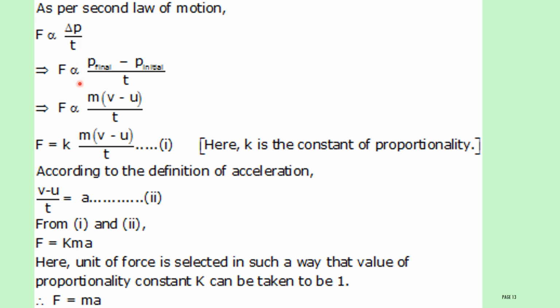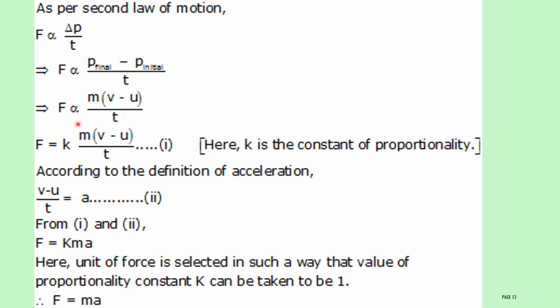According to Newton's second law of motion, F is directly proportional to change in momentum divided by time. F is directly proportional to final momentum minus initial momentum divided by t, because change in momentum is nothing but final momentum minus initial momentum. You know the value of P is equal to m into V. Therefore, final momentum is m V minus initial momentum m U. Take m as common: F is directly proportional to m into (V minus U) divided by t.